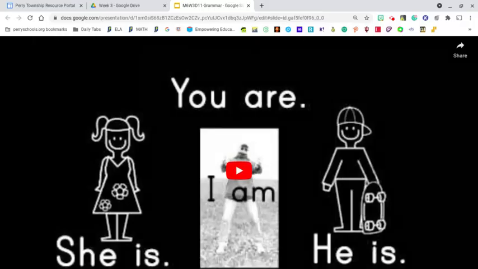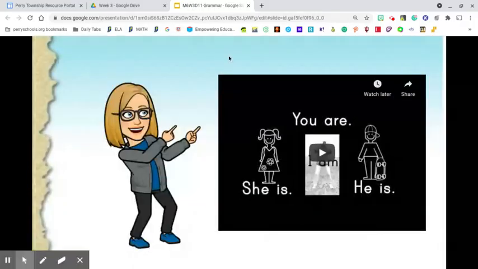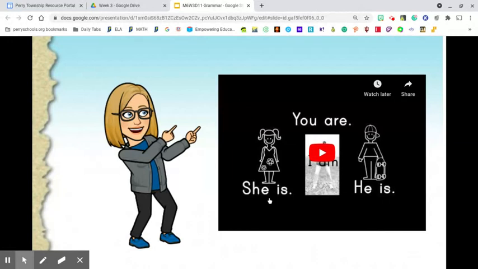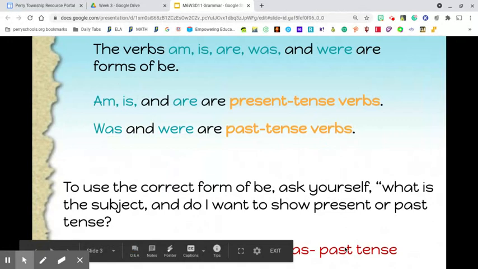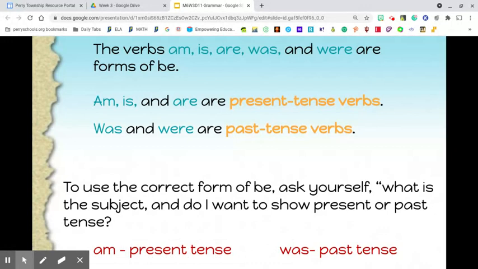Okay, so this was a kind of silly little song, real short, but what I wanted you to take out of it is that the verb forms of be are is, am, and are. And we use those verbs based on the noun. So the verbs am, is, are, was, and were are forms of be. We use am, is, and are when we're talking about present tense verbs, so things that are happening right now. We use was and were in our past tense.